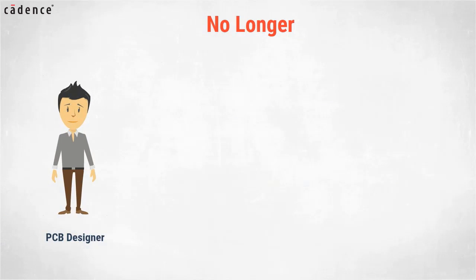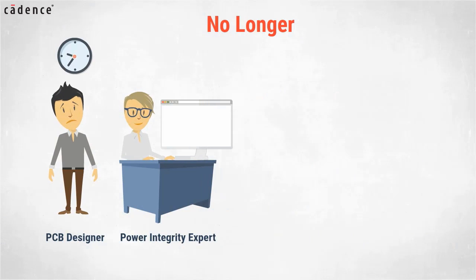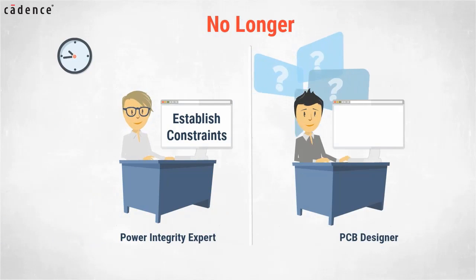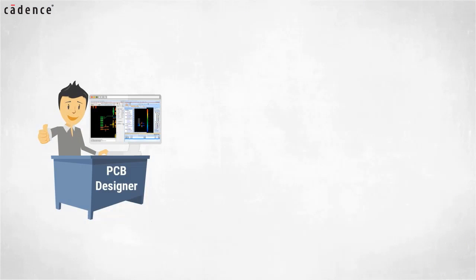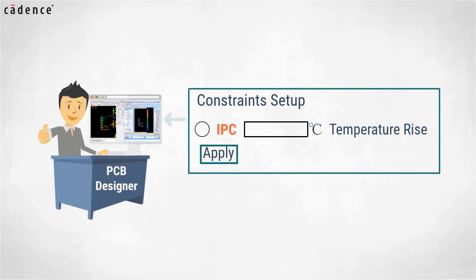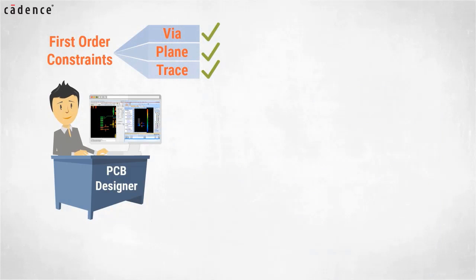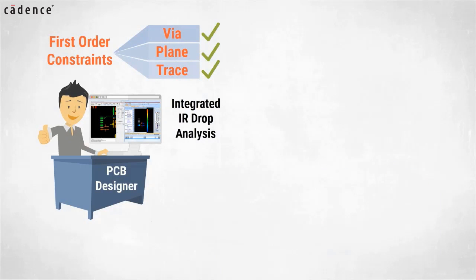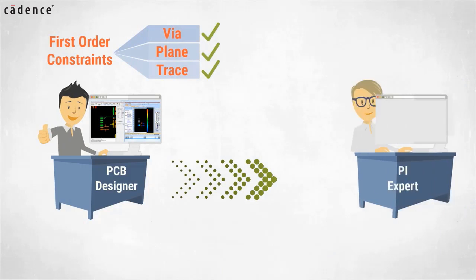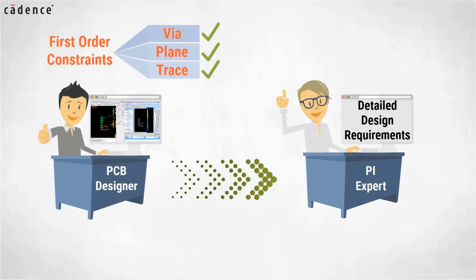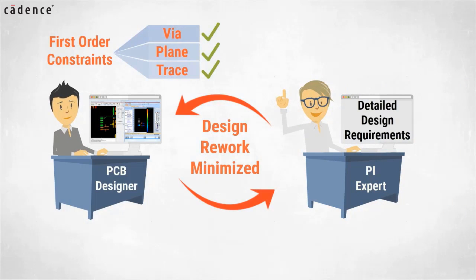No longer will PCB designers either have to wait for power integrity experts to establish constraints for them or be faced with starting their designs with no guidelines. Instead, with IPC calculations built into the design and analysis environment, first-order constraints can be easily developed and verified with integrated IR drop analysis by the PCB designer. When more detailed design requirements come later in the process from the PI expert, design rework will surely be minimized.